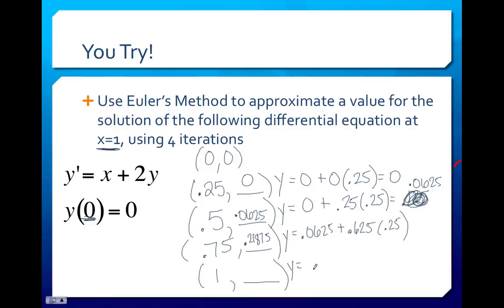And then this final iteration gives me 0.21875 plus the slope based on that point, which I get to be 1.1875 times the step size, 0.25. And I get a final answer of 0.515625. Or you can leave it unsimplified. That is fine.